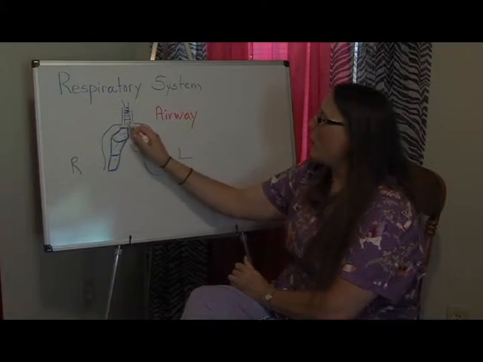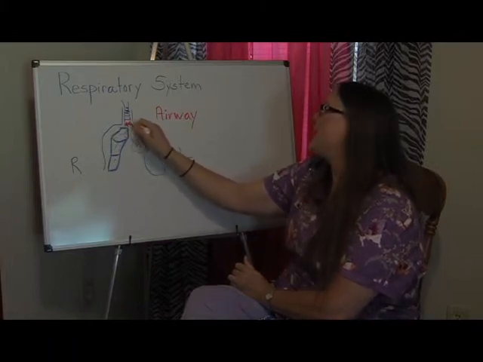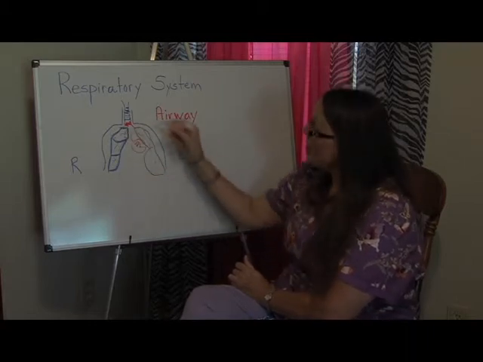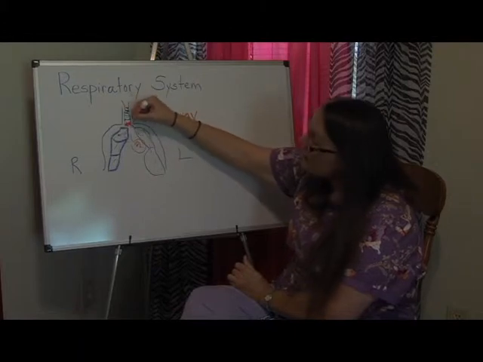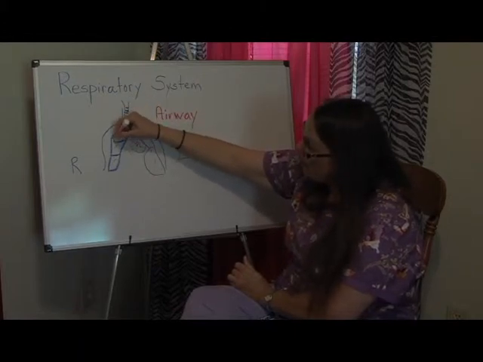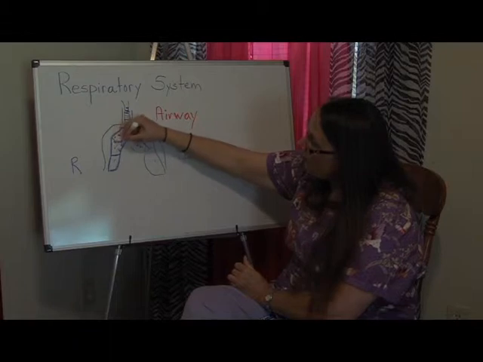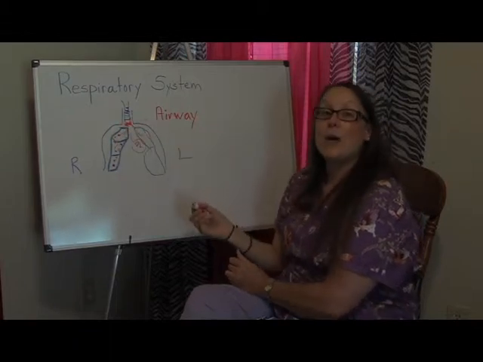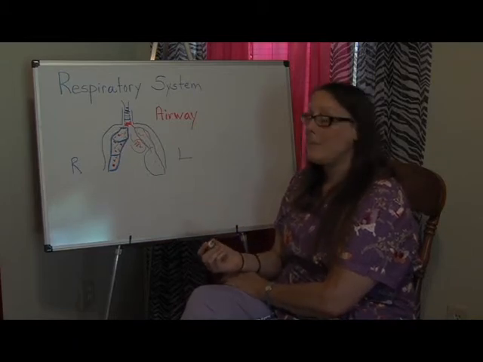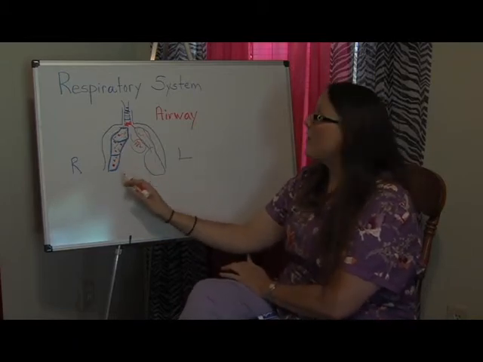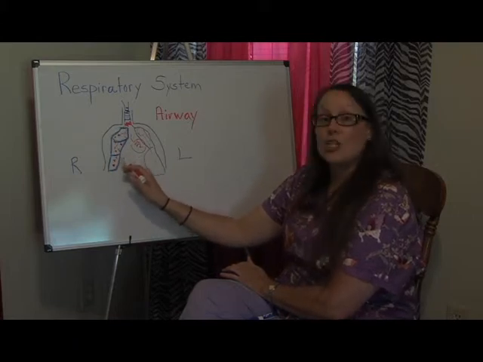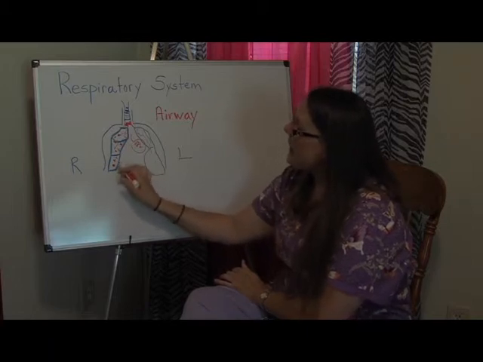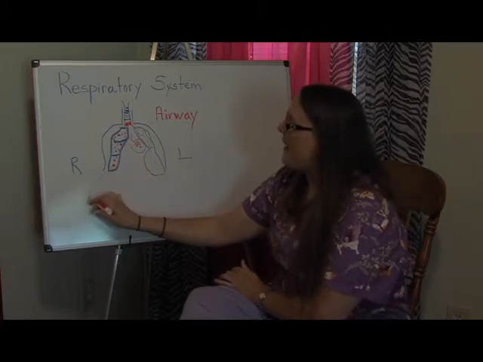We talked about our bronchus, which is our main entranceway into the lung fields. The bronchus is the main branch, and then we've got our bronchioles. Within this lung tissue, we have what are called alveoli, or alveolar sacs, and these are actually where the gas exchange takes place.